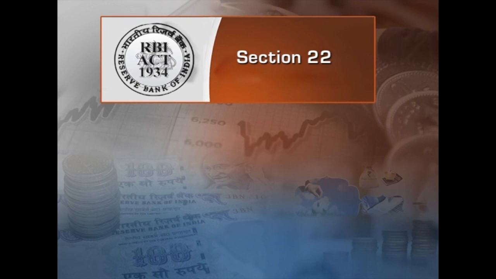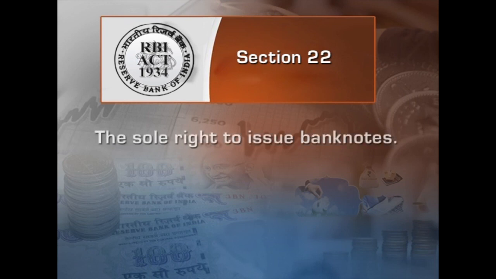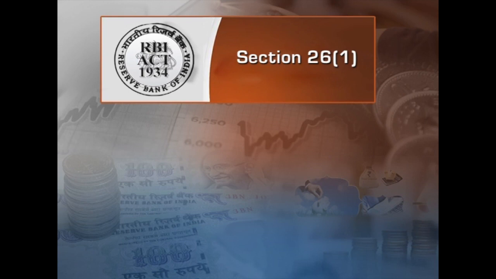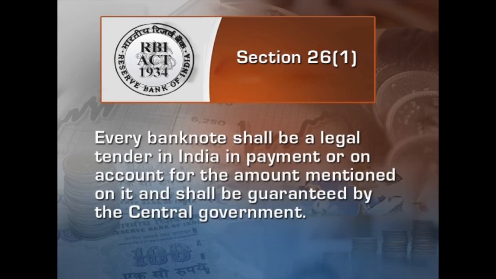Section 22 of the Reserve Bank of India Act 1934 gives the RBI the sole right to issue banknotes. Section 26(1) states that every banknote shall be a legal tender in India in payment or on account for the amount mentioned on it and shall be guaranteed by the central government. So, by default, a banknote issued by the RBI commands the value mentioned on it for any transaction in India, since it is a legal tender guaranteed by the central government.